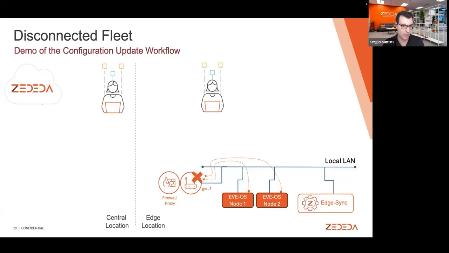In that LAN segment, we have a gateway, and that gateway also implements a firewall, or there's a firewall next to it. The connectivity to the internet, to our SaaS controller, is blocked in that gateway. So the devices cannot get updates, right? In this demo, I'll show you an Nginx application running on these 2 devices, and we'll show how we can update that application remotely.